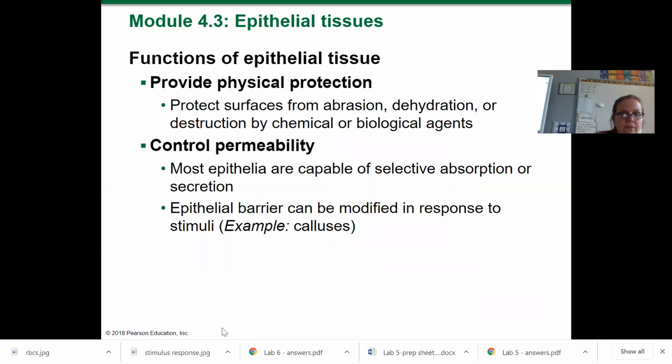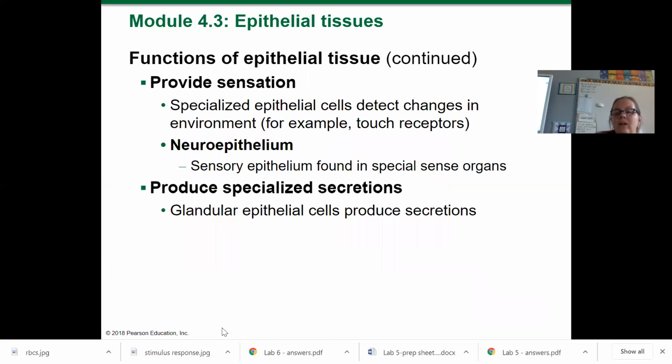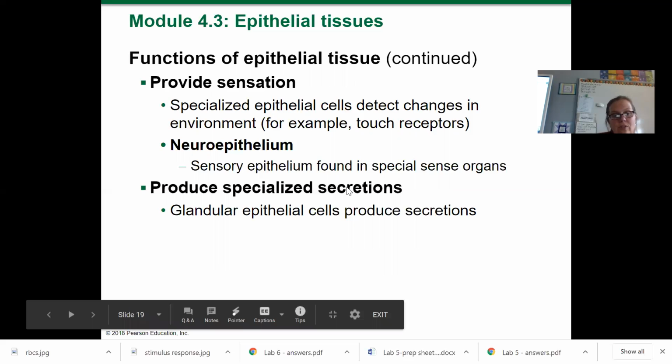Primary functions of the epithelial tissue: they provide physical protection, they control permeability. For example, selectively absorbing or secreting or acting as a barrier. They also have some nerve endings, for example, touch receptors. If you remember the homeostatic controls, the receptor side has these touch receptors, taste receptors, those are in the epithelial tissue. A lot of them produce specialized secretions like your sweat or sebum, which is oil, which is at the end of every hair follicle.